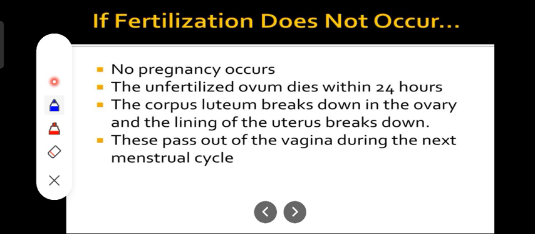ज़रूरी नहीं है कि जब एग रिलीज़ हुआ उसी टाइम में ही इंटरकोर्स होगा और उसी टाइम में ही स्पर्म जाकर ओवम तक पहुंच जाएगा. ठीक है, सो इट इज़ ए मैटर ऑफ चांस. सो अगर फर्टिलाइजेशन नहीं होता तो क्या होता है? नो प्रेगनेंसी अकर्स. द अनफर्टिलाइज्ड ओवम डाइज विदिन 24 आवर्स बिकॉज इट्स लाइफ स्पैन इज 24 आवर्स.